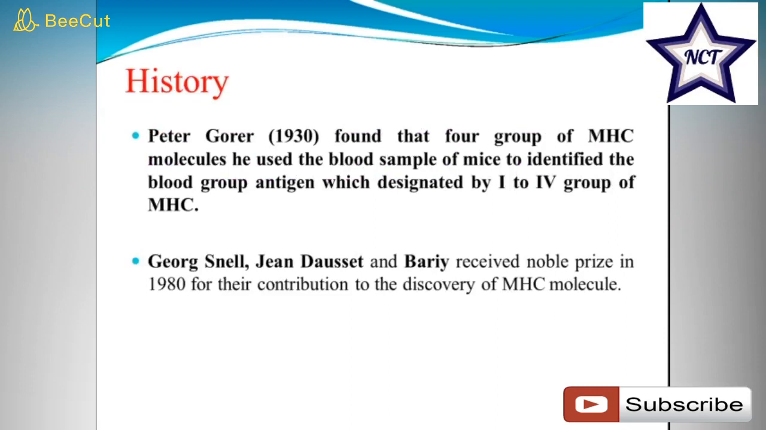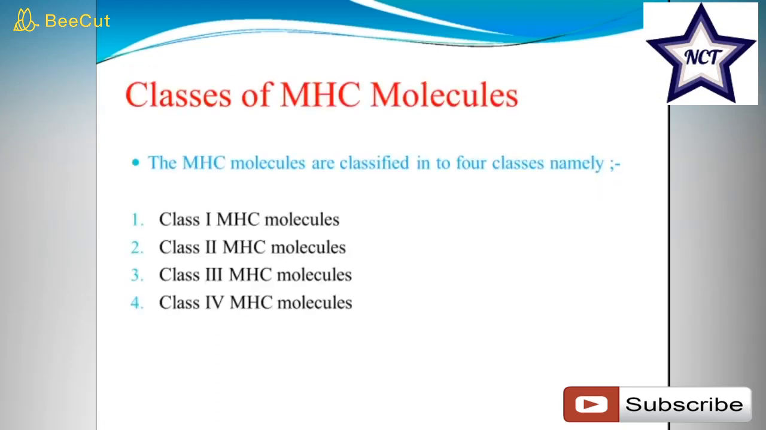Now, these MHC molecules were found in the blood sample of mice, and were first recognized by Peter Gorer in 1930, who identified and designated MHC as four groups of different molecules. Then in 1980, George Snell, Jean Dausset and Baruj Benacerraf received the Nobel Prize for their contribution in the discovery of MHC molecules.